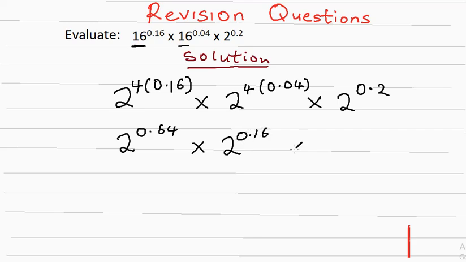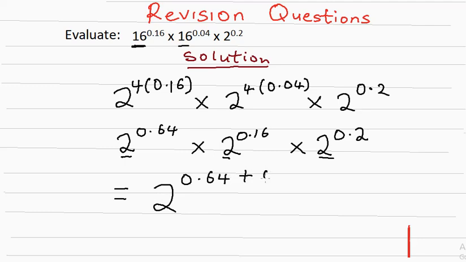Then this already is 2 raised to the power of 0.2. So at this point, since I'm now having the same base for the 3 indices, I'm going to apply the addition law. Just write one base, then add the powers. That's 2 raised to the power of 0.64 plus 0.16 plus 0.2.